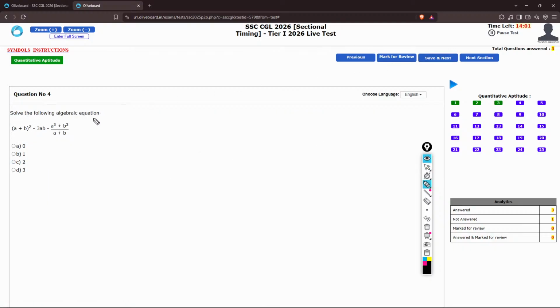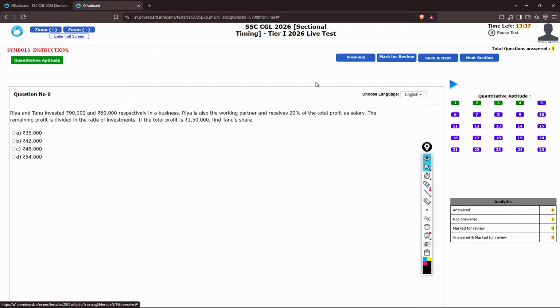Solve the following algebraic equation. Okay. So this is going to be a square plus b square minus ab minus a square plus b square minus ab, so 0. Okay, in this kind of a situation, what else can come but 0? Okay, let's do this later.